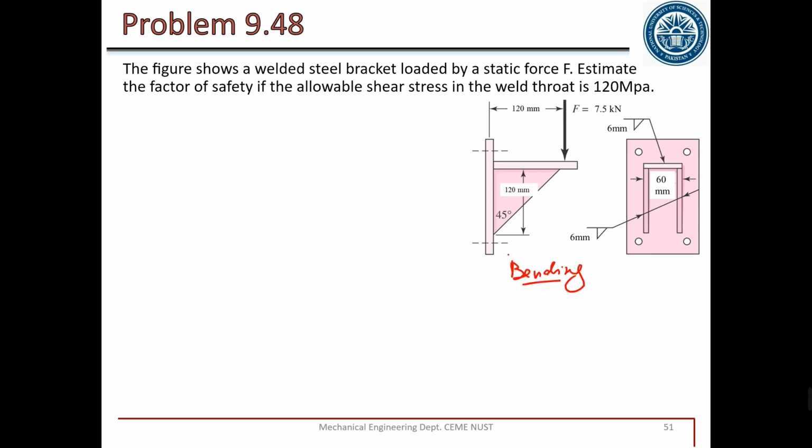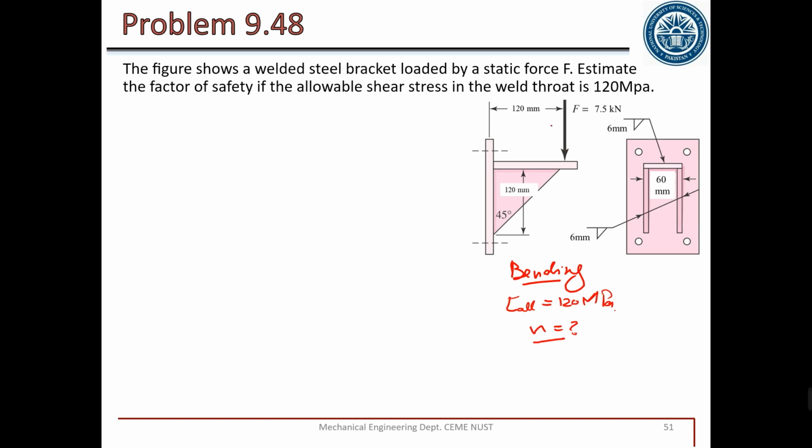What we need to do? The figure shows a welded steel bracket loaded with static force F. Estimate the factor of safety if the allowable shear stress in the weld throat is given. So we have the value of tau allowable, 120 MPa, and we need to calculate the factor of safety. The magnitude of F is also known.